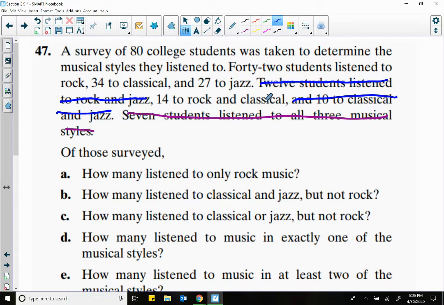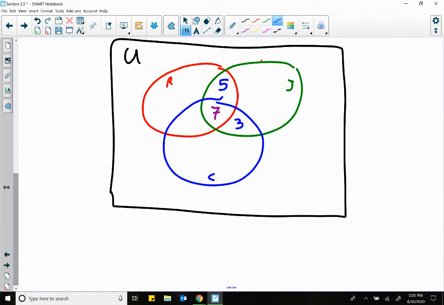And last but not least, we got rock and classical. That was 14. So in my red and blue circle right here, this should add up to 14. But we've already taken care of 7, so 14 minus 7 is 7. So now we've taken care of the inside, and now we're going to start to move to the outside.